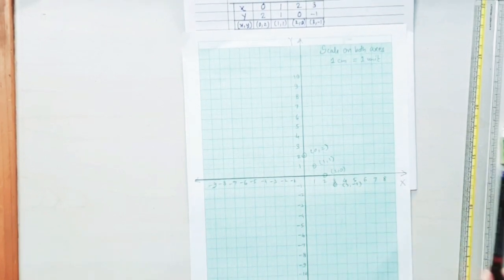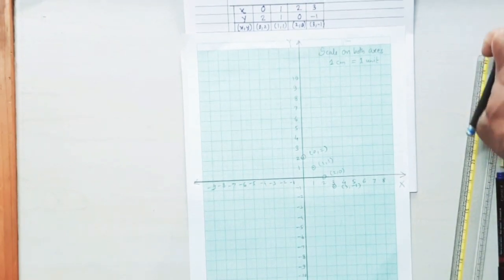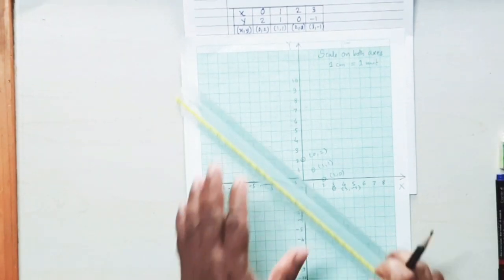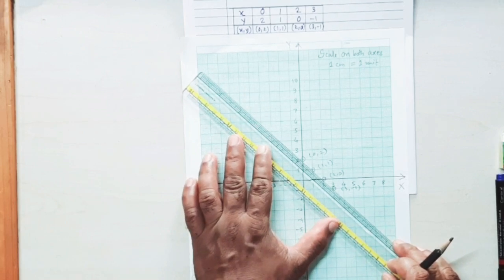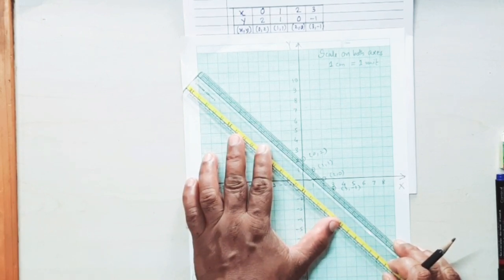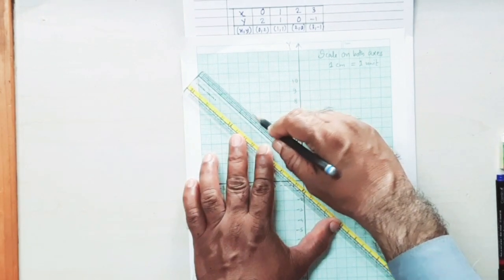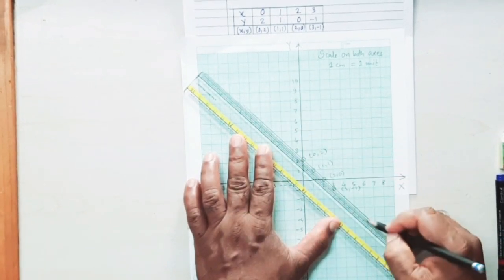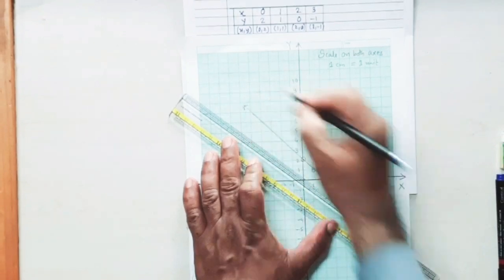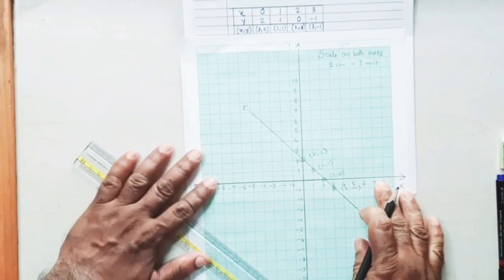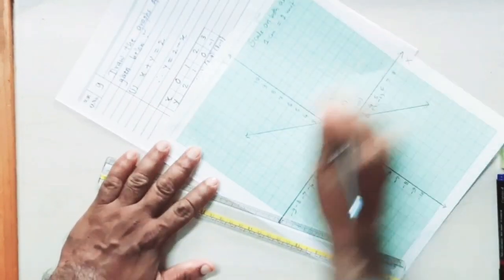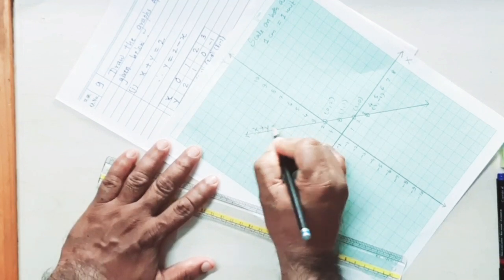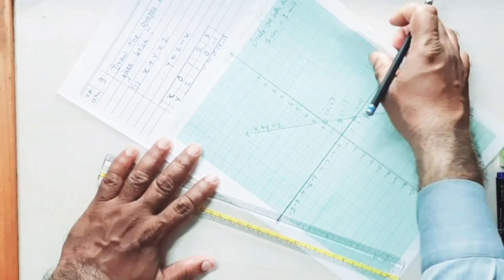minus 1. Now draw the line x plus y is equal to 2, which will pass through all these 4 points. All these 4 points will lie on the line x plus y is equal to 2. So name the line x plus y is equal to 2.